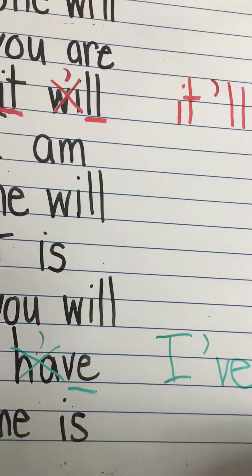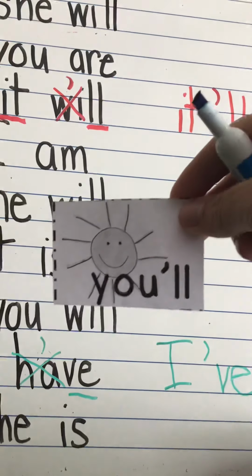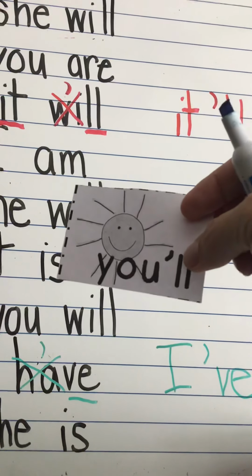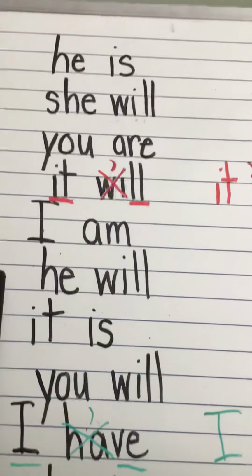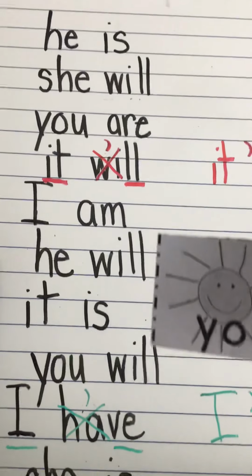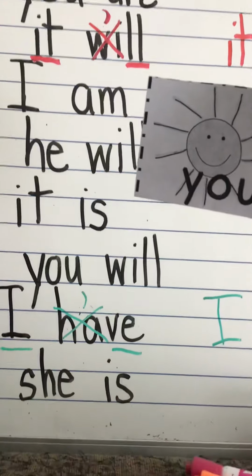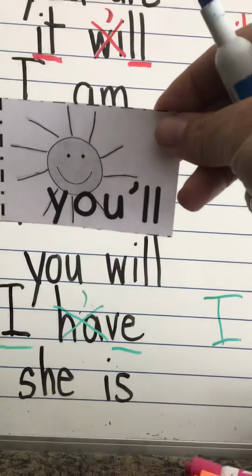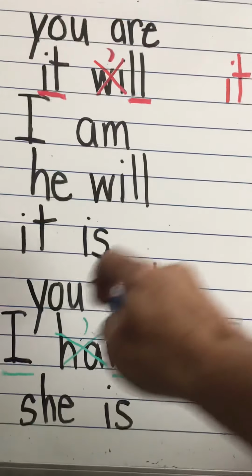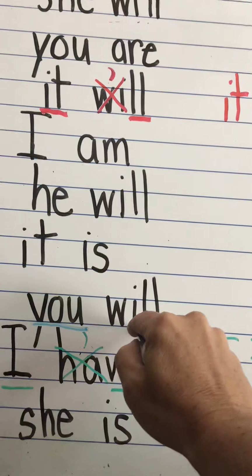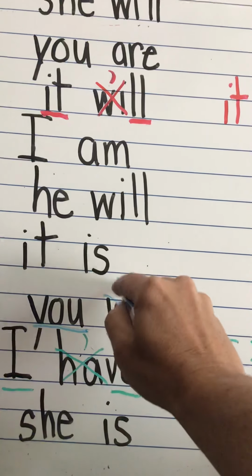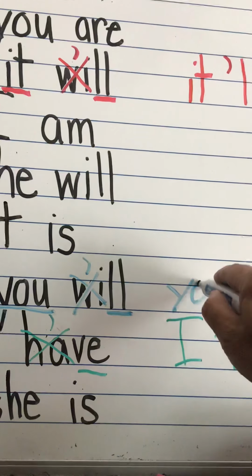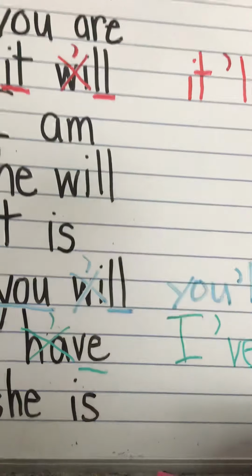Okay, our next one, you'll, Y-O-U, apostrophe L L. So let's look at our words and see which ones have Y-O-U for the word you at the beginning and L L at the end. There it is, you will. We kept Y-O-U and we kept L L, but we got rid of that W I and put an apostrophe in its place. So now we can make the contraction you'll. Means the same thing as you will.